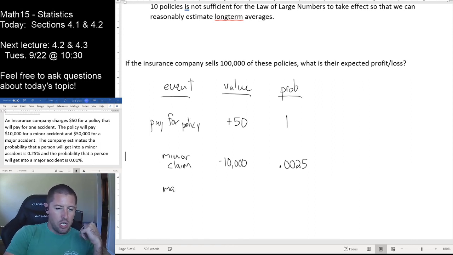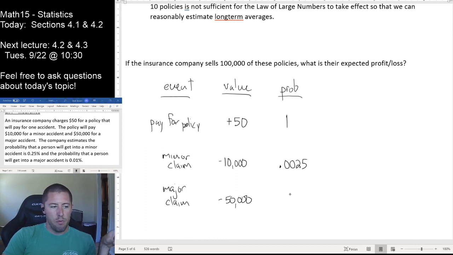If there is a major claim, then the company is going to lose $50,000. But it's really rare that they're going to have that experience, right? 0.01%, I'm going to shuffle the decimal two places to the left, and I'm going to see this as a 0.0001. That's how we write 0.01% as a decimal. To convert a percentage to a decimal, you always move that decimal place two slots to the left right there.